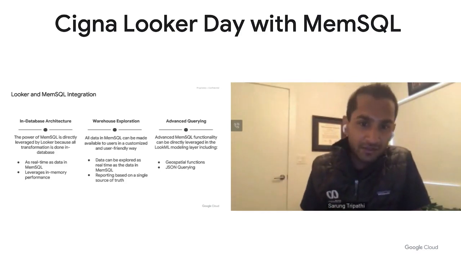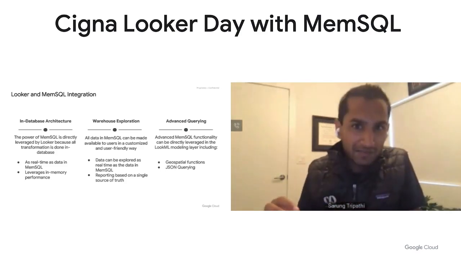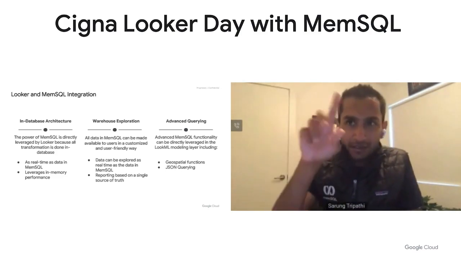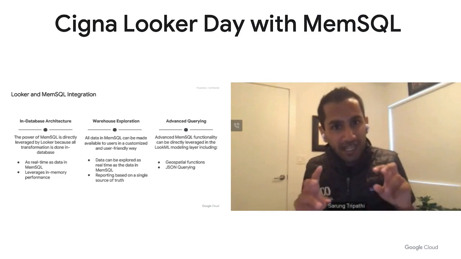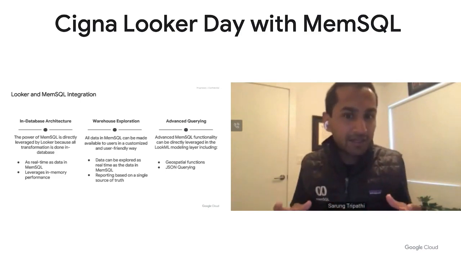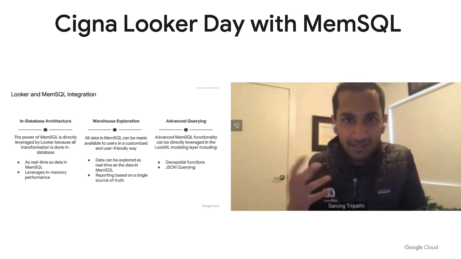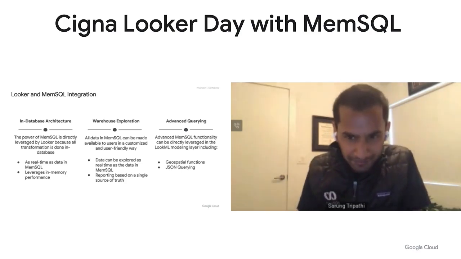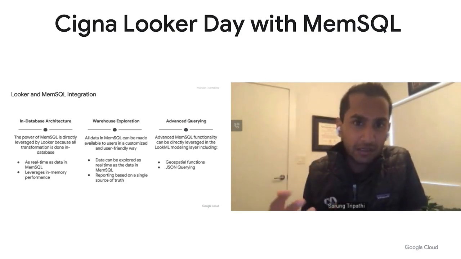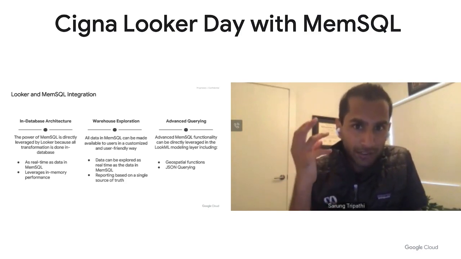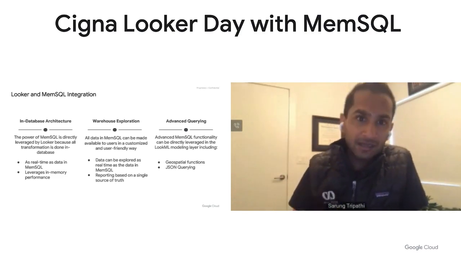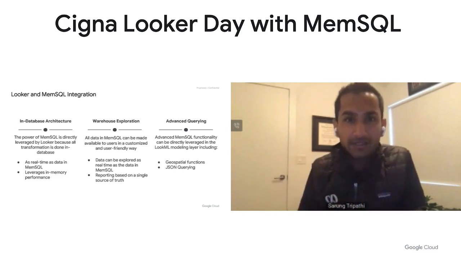And all that data within MemSQL can be available to all of the users in a very user-friendly fashion, so data can be explored in real time. For example, if I have real-time data coming into MemSQL, and I have a Looker dashboard user who's iterating through his data and changing different parameters, all of that is going to be updating in real time based on what's in MemSQL, and that's really where MemSQL becomes your single source of truth. And lastly, we have a number of geospatial functions and JSON functions that Looker can directly translate into SQL and push down into our MemSQL platform. So the platforms end up working very seamlessly together.